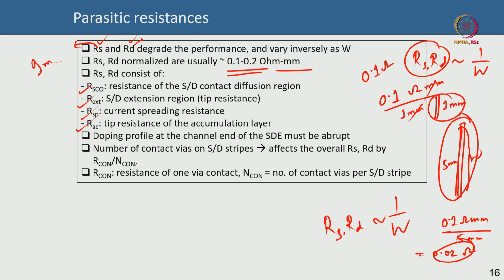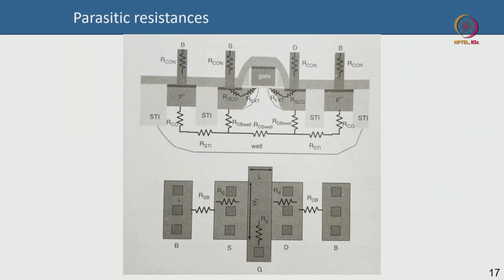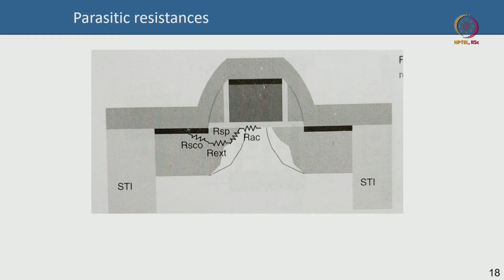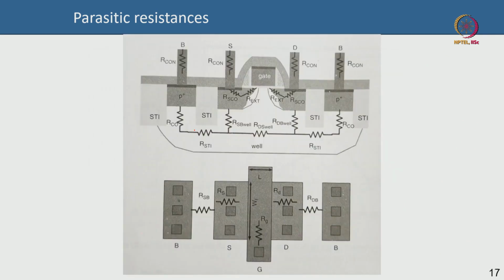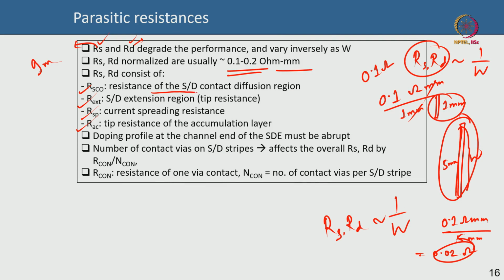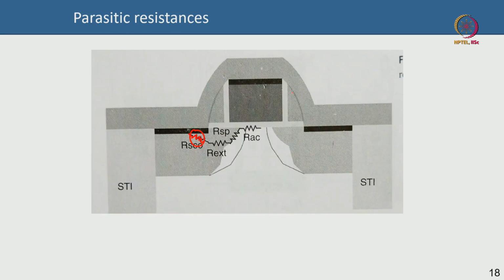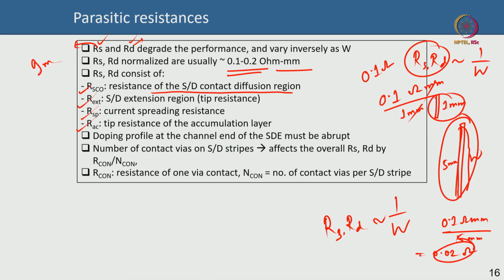Do you know what this means? Let us look at an image to actually understand it. I will come to that. This is the zoomed image of the source drain part. You see this is your RSCO. This part is your RSCO, which is the resistance of the source drain contact diffusion region. So this is basically the resistance of the actual N plus region that you are putting, the resistance of that as the current is flowing, the diffusion region resistance. There is Rx. What is Rx? Rx is the resistance associated with the source drain extension region.